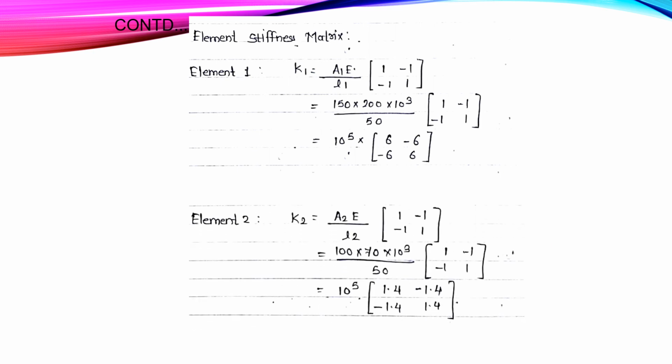Element number 2's stiffness matrix is A2 E upon L2 times [1, -1; -1, 1]. In this, K2 is 10 raised to 5 into the matrix [1.4, -1.4; -1.4, 1.4].